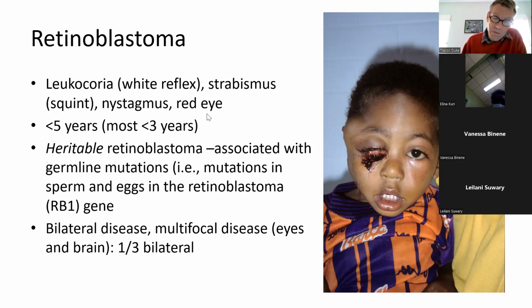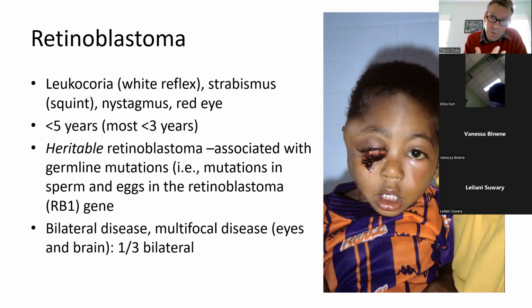Most of these children are under 5 years, or all of them are under 5 years, and most are under 3 years. Some of the retinoblastomas are inherited, or they're hereditable. That is, they typically come from germline mutations. That's mutations of the egg or the sperm in the retinoblastoma gene. So they're not like systemic total body mutations. They're mutations of just the egg or the sperm, what we call germline mutations.